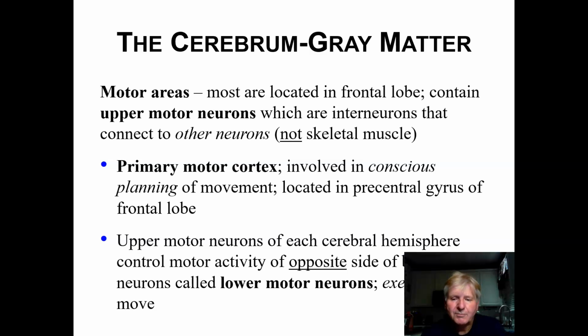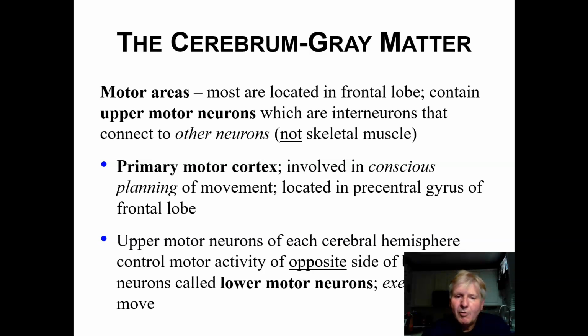So motor areas, these are mostly found in your frontal lobe of the cerebrum. They contain the upper motor neurons, which are all classified as interneurons that connect to other neurons. They do not connect to the skeletal muscles. That's why they're referred to as upper motor neurons. The neurons that actually contract the skeletal muscle would be referred to as lower motor neurons. And we use these distinctions many times to characterize certain diseases of the nervous system. Like an upper motor neuron disease would be a disease that maybe affects the brain. When a person has a brain tumor, they'll have upper motor neuron symptoms.